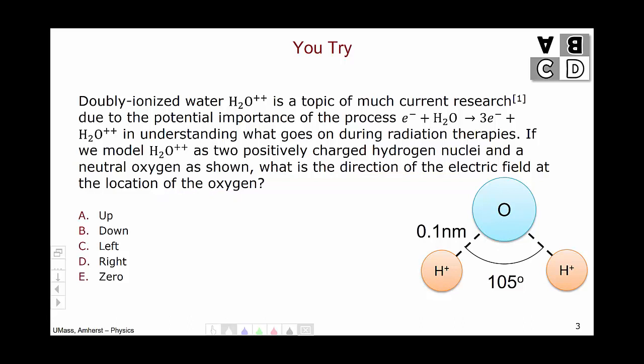So we have our two hydrogens, the one on the left and the one on the right. The one on the left is making an electric field that points kind of like that, and the one on the right is making an electric field that points kind of like that. If we look at these two electric field lines, we can see that at the location of the oxygen molecule, they're going to add up and give us a net electric field that points straight up.